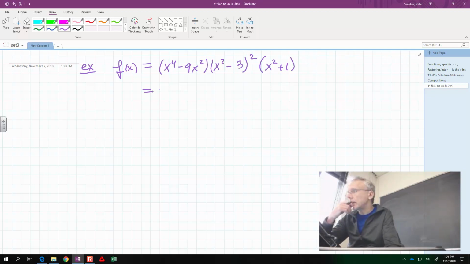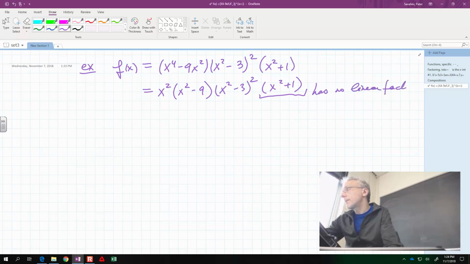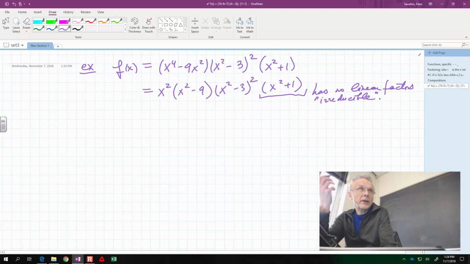So let me factor x squared here, and I'm left with x squared minus 9. Here, x squared minus 3 squared. The last one has no linear factors. It is called irreducible. So remember, just from your test, x squared plus 1 can never be equal to 0 as far as real numbers. Which means that there can be no linear factors.